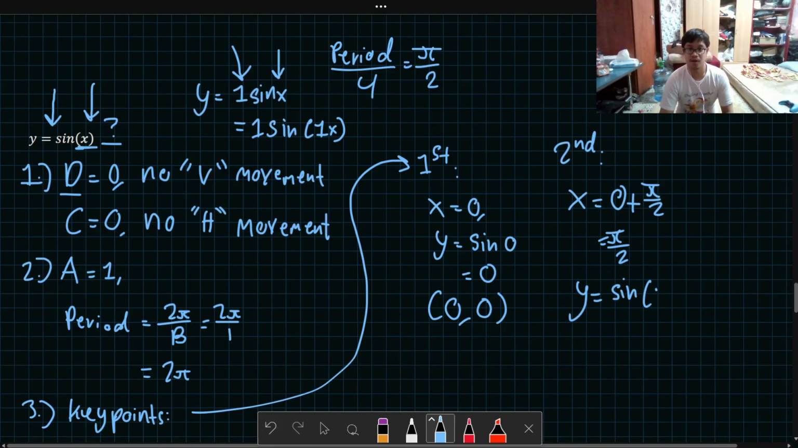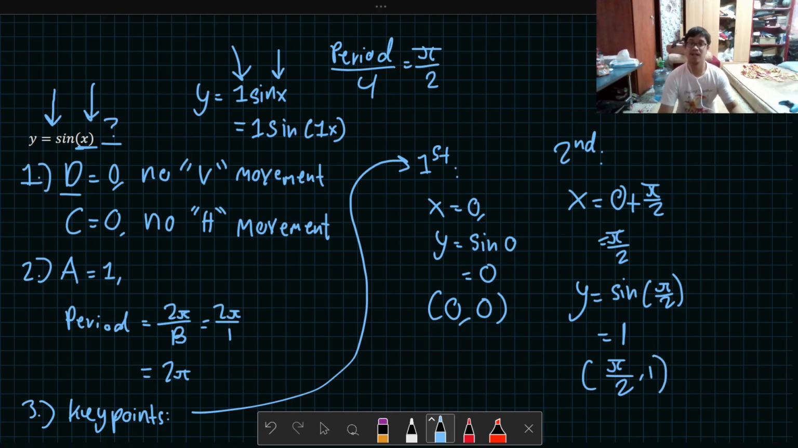So sine of pi over 2. What is sine of pi over 2? If you use your calculator, it's actually 1. Therefore, the coordinates of your second key point are pi over 2 and 1. So that is your first and second key point.